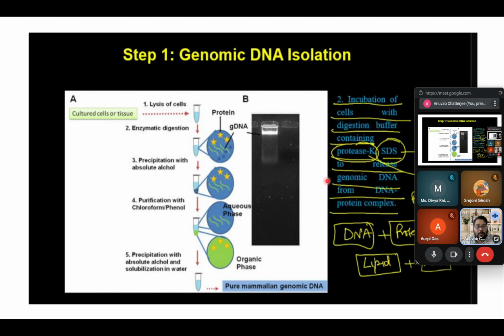So the first thing you remove is the protein. You use something called proteinase K, which will digest and essentially cleave all the proteins, and SDS, which will denature all the proteins. So proteins which are bound together in huge complexes will all get denatured into single strands, which will then be cleaved by proteinase K. This also helps in removal of proteins from genomic DNA.